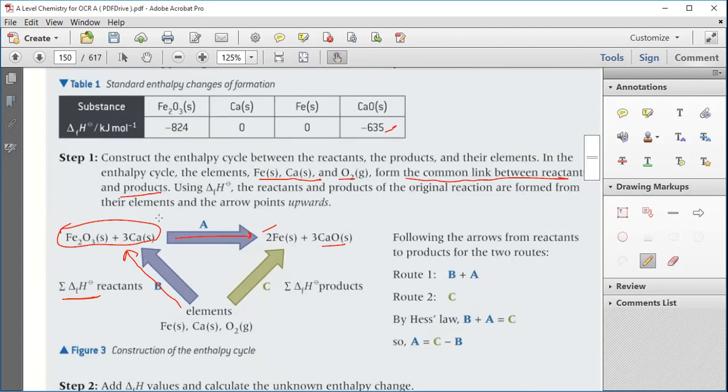And calcium is 0 because it is an element. So from element to this reactant, there must be a change in delta H. This is known as delta H R, delta H reactant. Clear? Now this Fe2O3 plus calcium is changing into 2 Fe plus 3 calcium oxide. Yes or no? Now, from the elements, you can also get this, no? Yes or no?